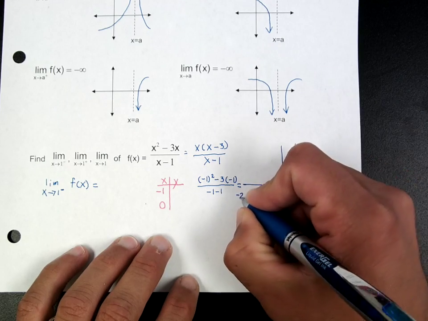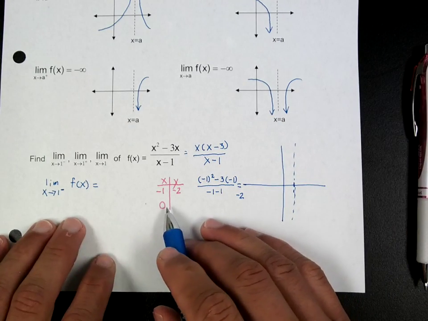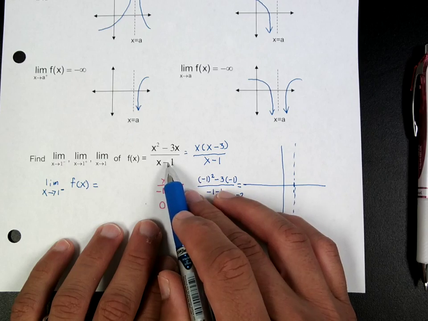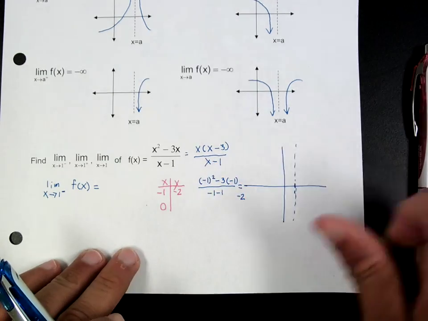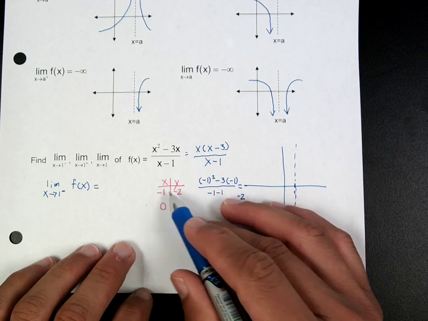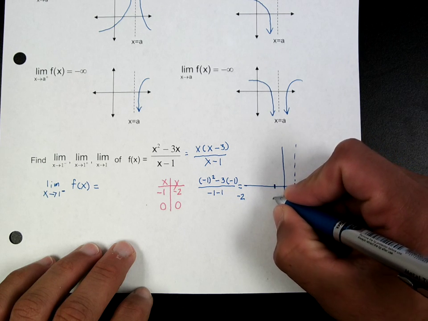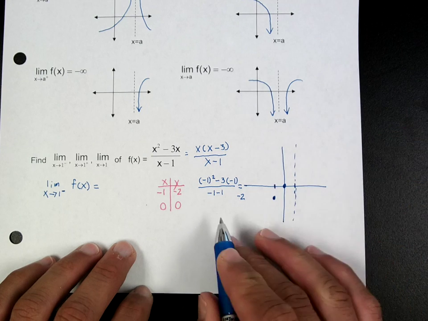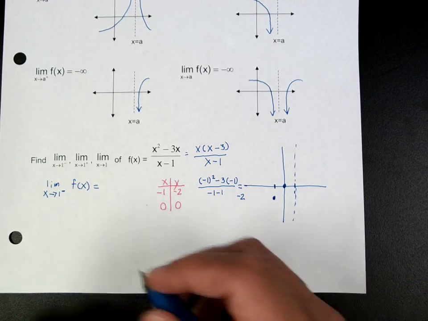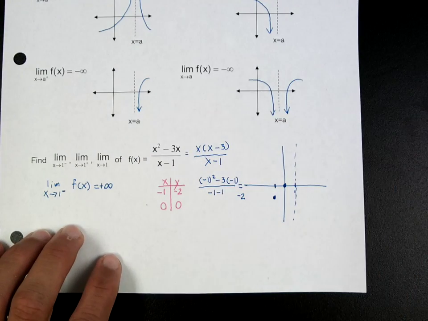So this one is negative 2. If I plug in a 0 here, I have 0 minus 0 over negative 1, and 0 over negative 1 is still 0. So that's going to give me 0 there. Notice that you're going up. Negative 2 is right here, and the other point is here. As I'm coming from the left, I'm going up, and that automatically tells me that the answer has to be positive infinity. You can plug in more points if you like.